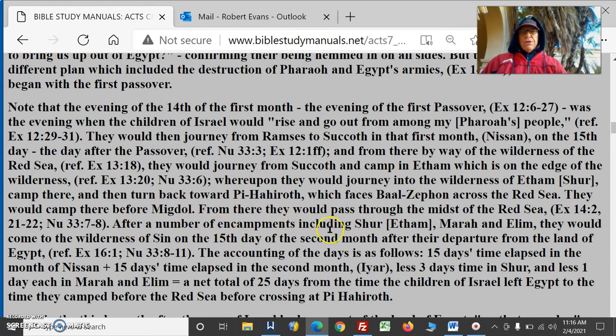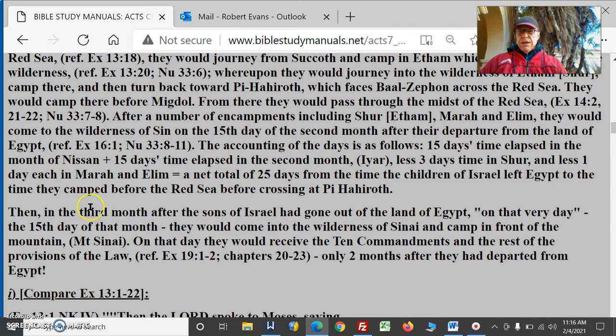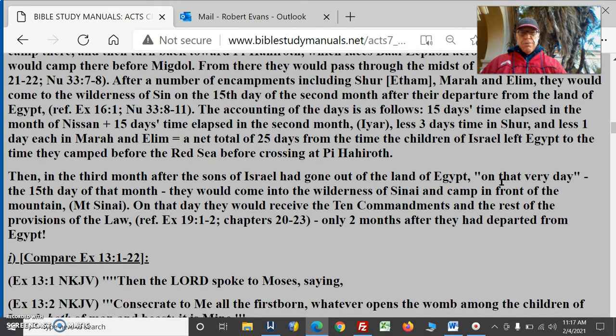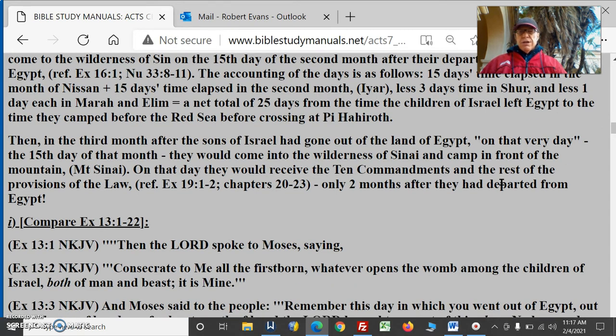After a number of encampments, including Shur and Etham, Marah, Elim, they would come to the wilderness of Sin on the 15th day in the second month after their departure from the land of Egypt. The accounting of the days is as follows. 15 days' time elapsed in the month of Nisan, 15 days in the second month, less 3 days in time in Shur, and less 1 day each in Marah and Elim, a net total of 25 days from the time the children of Israel left Egypt to the time they camped before the Red Sea, before crossing the Hahiroth beach area into the Red Sea, across the Red Sea into Arabia.